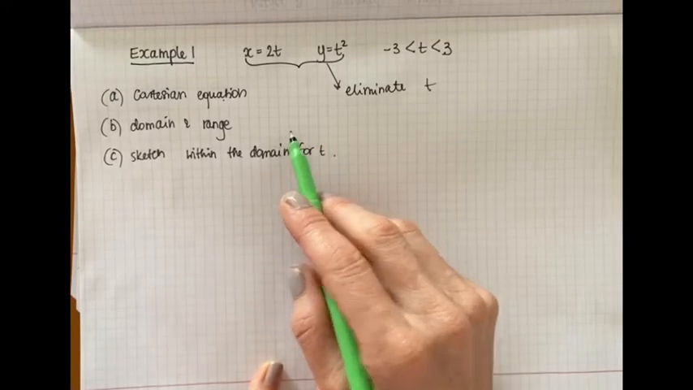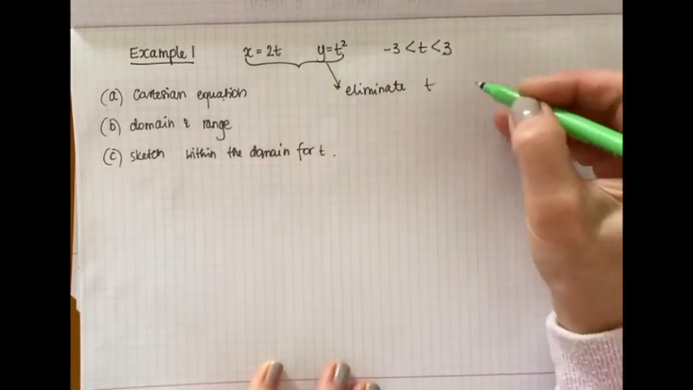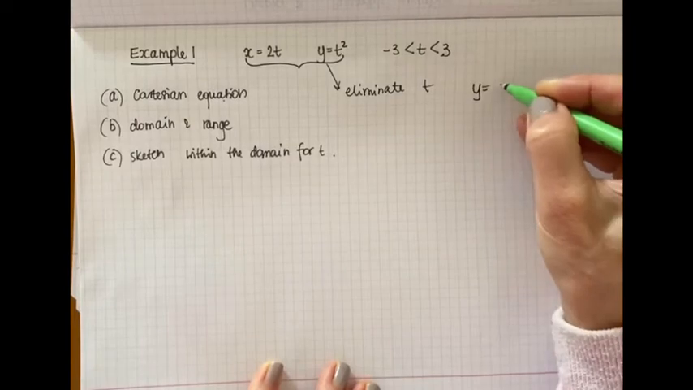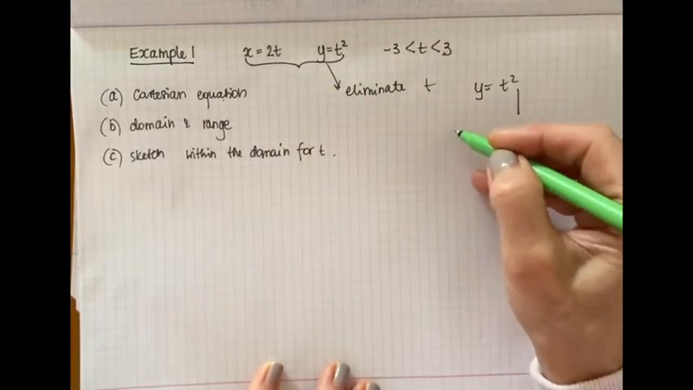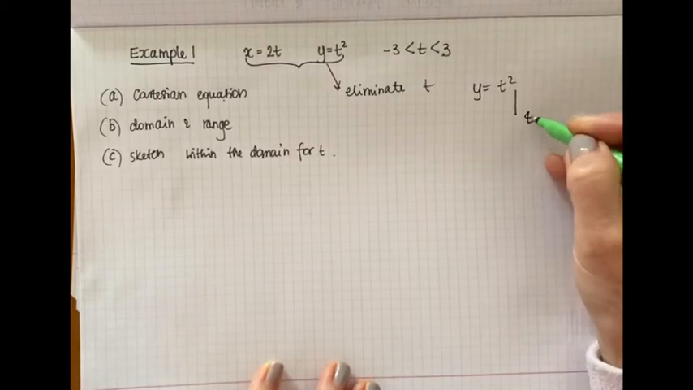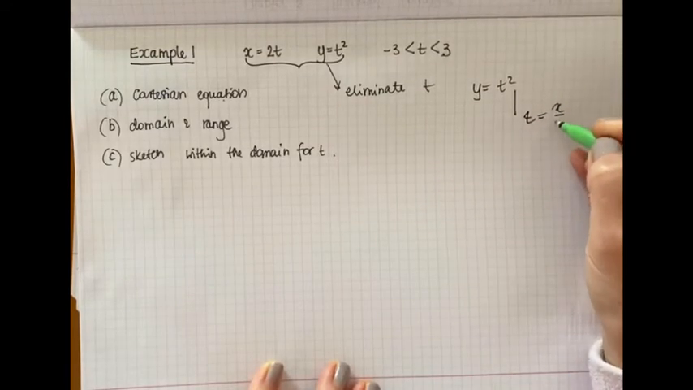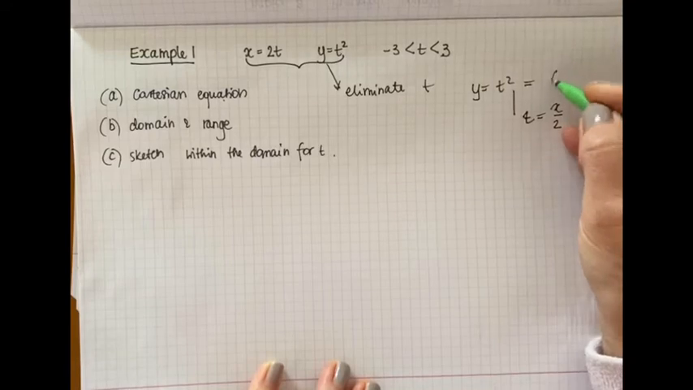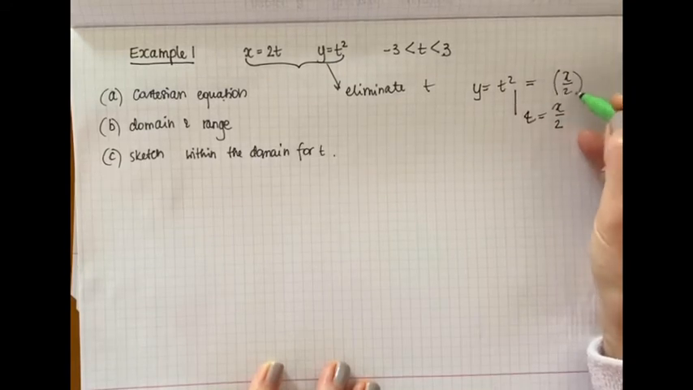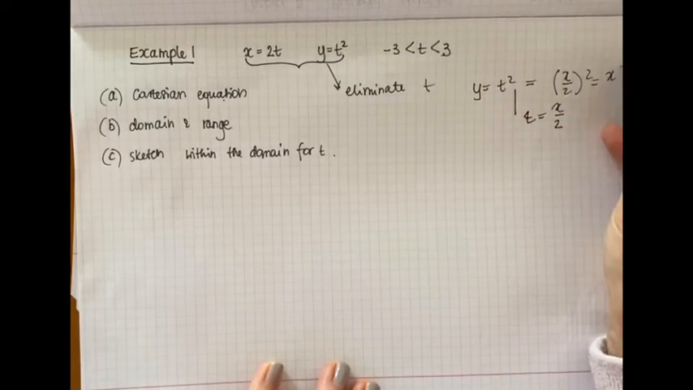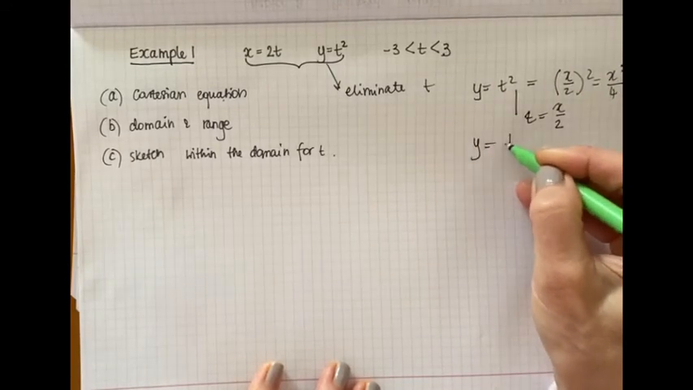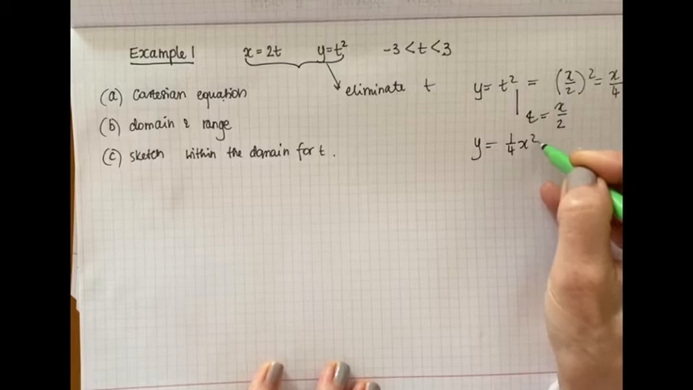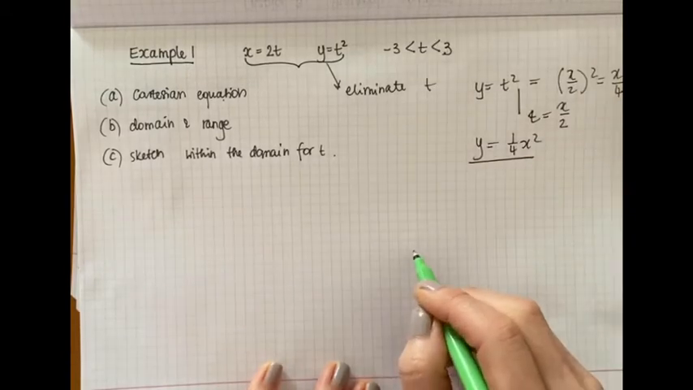Okay, so just to get ready, you've got y equals t squared. I'm going to rearrange my x to give me t equals x over 2. I'll sub it into this, so it's x over 2 squared. That gives me x squared over 4. So y equals a quarter of x squared is the Cartesian equation.